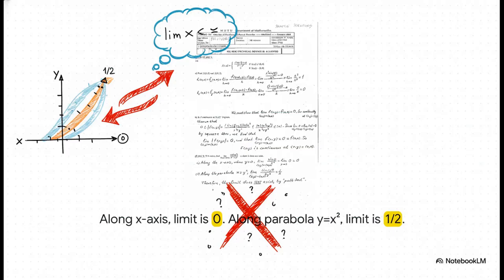And check this out, a perfect example from an old exam. Coming in along the x-axis gives you a limit of 0. But when you approach along the parabola y equals x squared, you get a completely different answer, 1/2. Since 0 is obviously not 1/2, you are done. The limit does not exist. That's it. Move on to the next question.